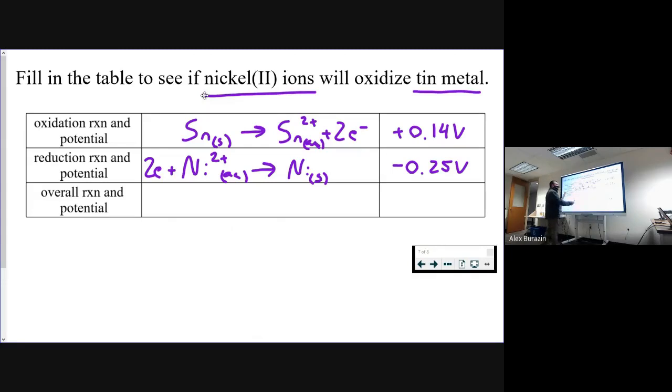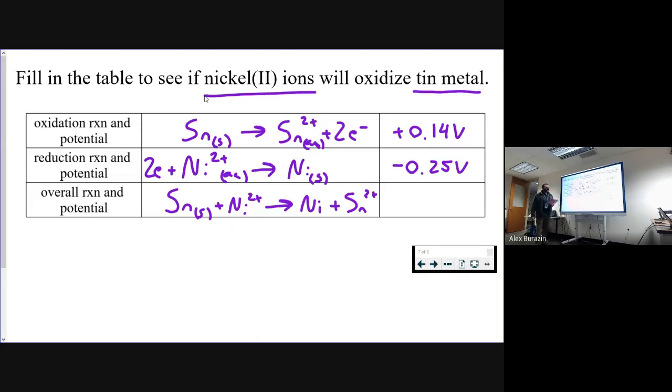The overall process, I'm gaining 2 electrons, I'm losing 2 electrons, so the balancing would be ridiculously easy if we did the whole thing, right? Again, the whole end goal of this process is to make sure that we lose and gain the exact same quantity of electrons. But we're good. I'm just going to have tin plus nickel 2 plus yielding nickel metal and tin 2 plus.